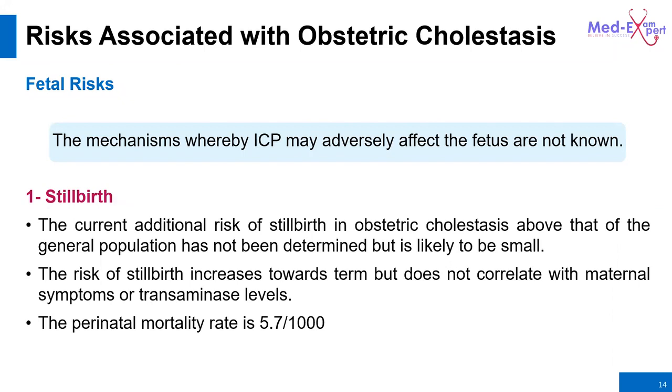The current additional risk of stillbirth in obstetric cholestasis above that of the general population has not been determined, but it is likely to be small, not a huge risk, a slight increase in the rate of stillbirth. And the perinatal mortality rate in obstetric cholestasis, and this is a very important exam question for part 2 MRCOG, is 5.7 per 1,000.